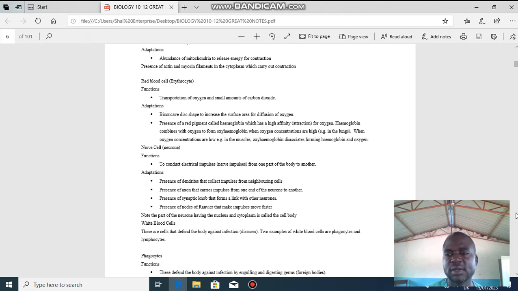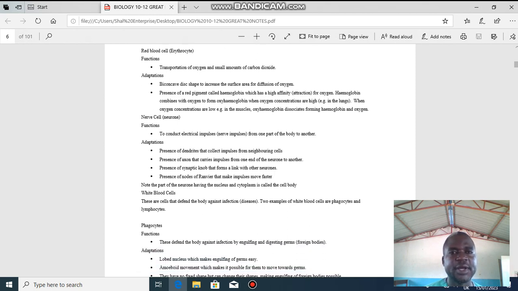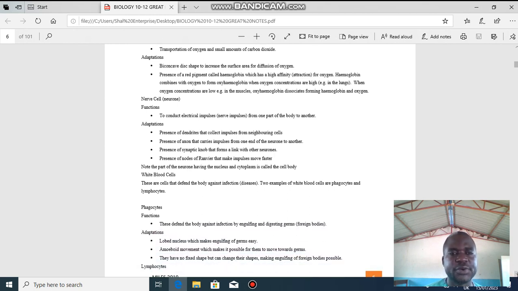Then the next specialized cell that we have is the nerve cell. The other name for nerve cell is the neuron. Its function is to conduct electrical impulses, another term being nerve impulses, from one part of the body to the other. What makes the nerve cell or neuron conduct these impulses? Number one, the presence of dendrites. These dendrites collect impulses from neighboring cells.